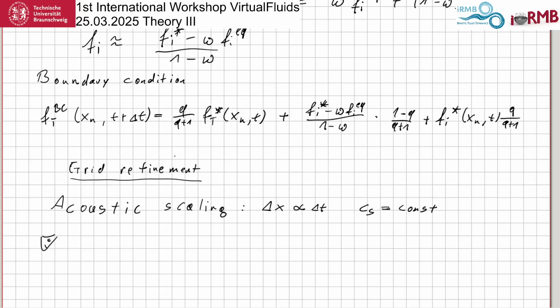So in order to avoid this, the speed of sound in the whole domain needs to be the same. This is why we use acoustic scaling in grid refinement. This means when we do grid refinement, we are not reducing the error in Mach number. This can only be reduced by reducing the time step everywhere, not the grid.